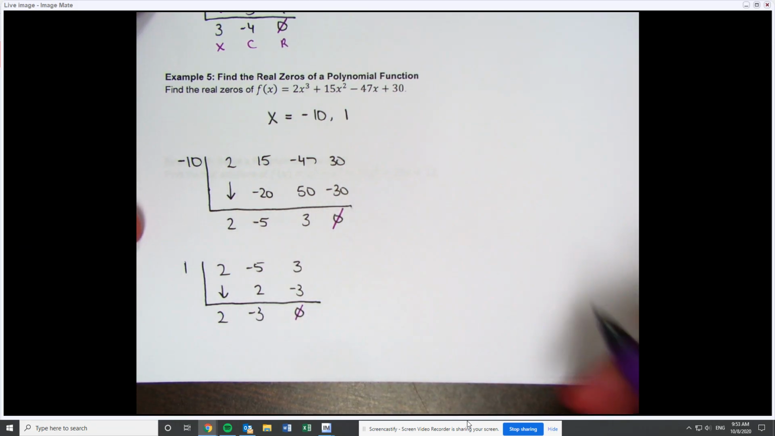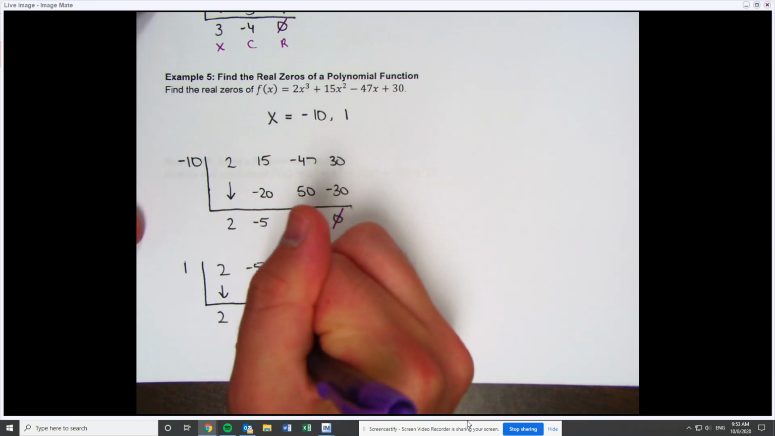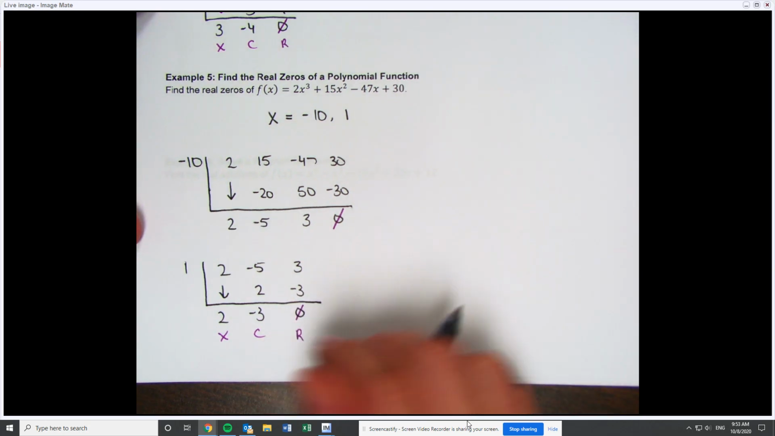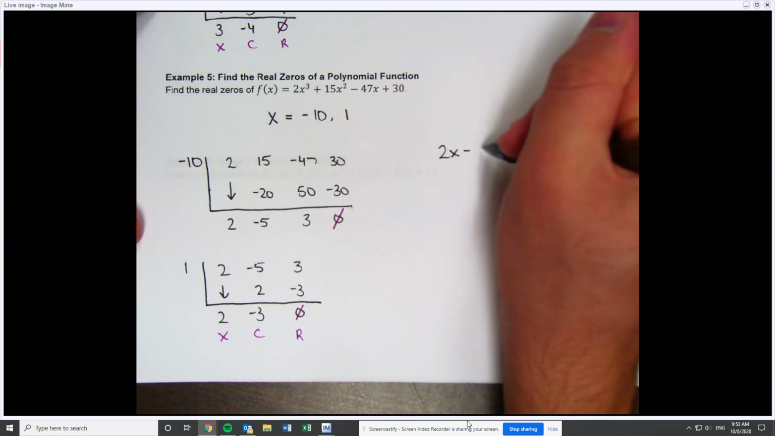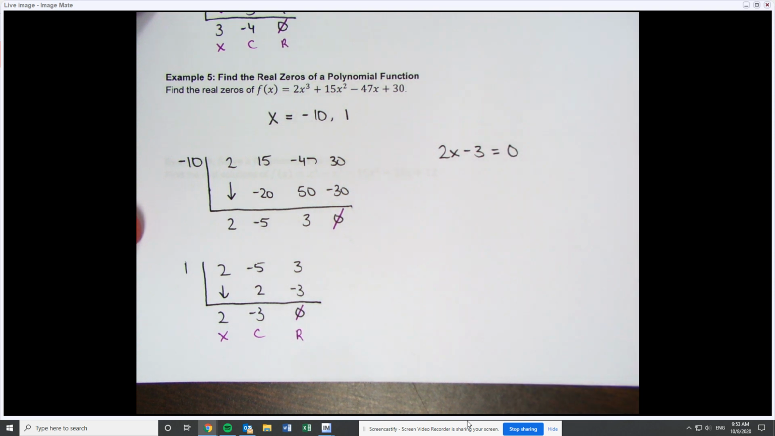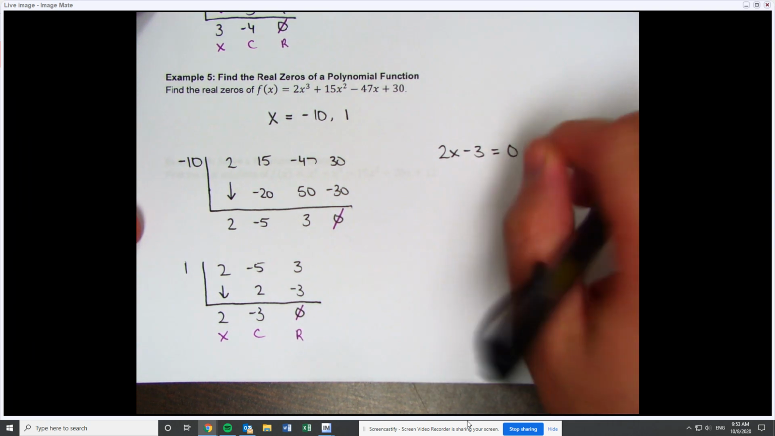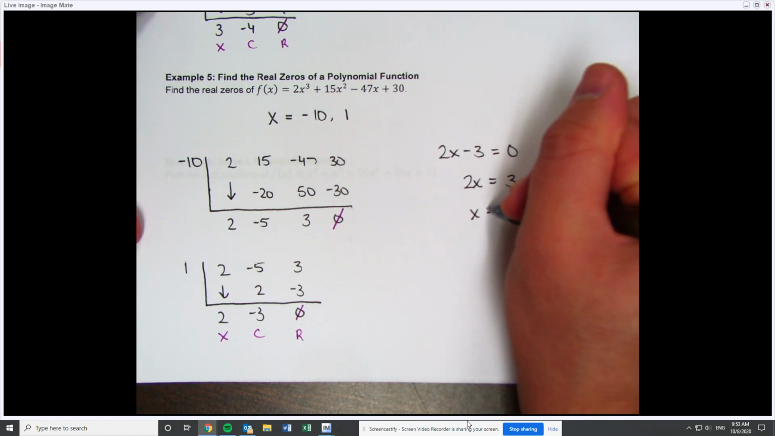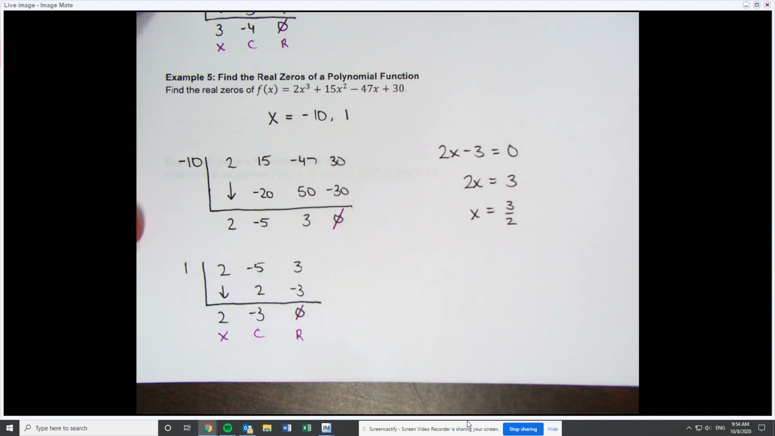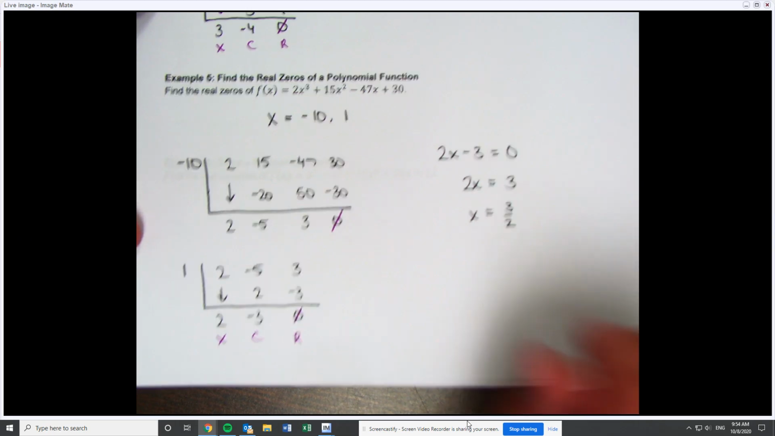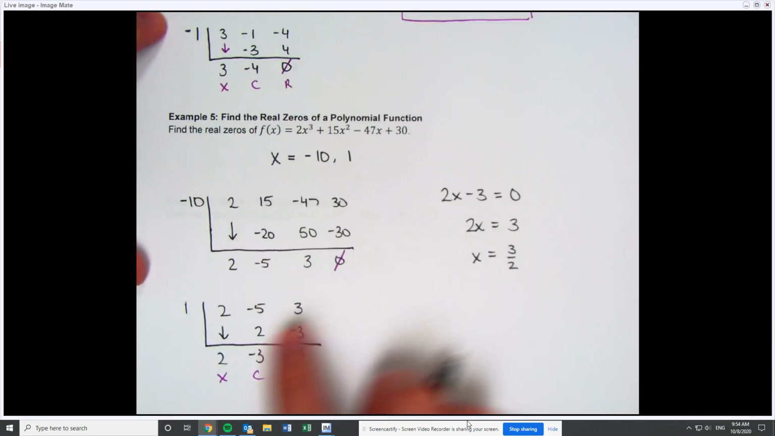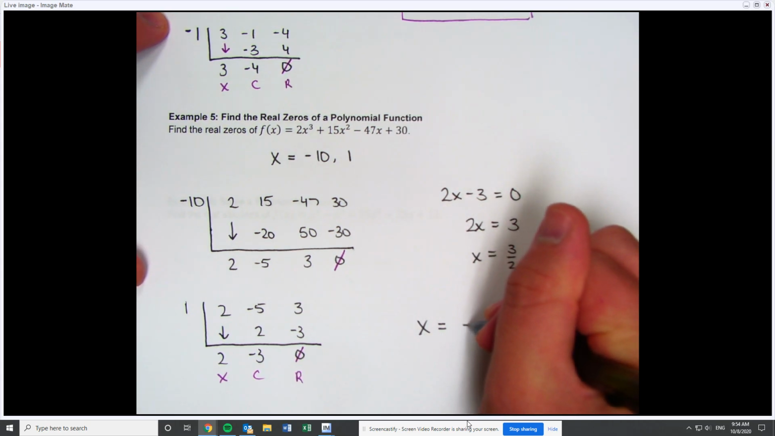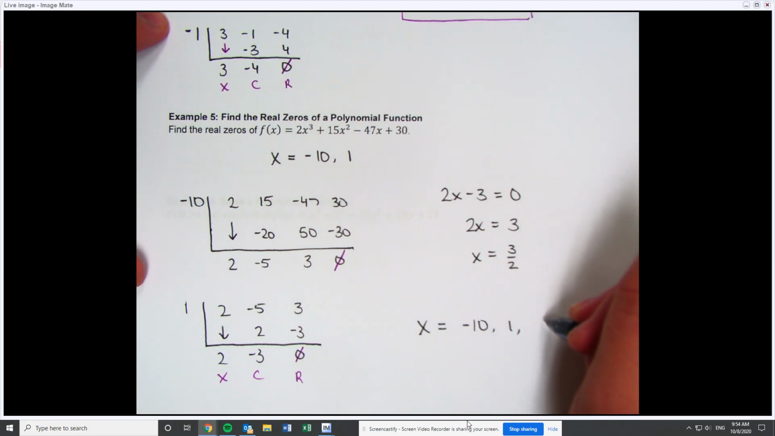Now I'm out of x values that I can use that I found. So instead of writing out all the factors, I'm just going to solve this one. That's 2x minus 3. And I want to find the 0 for that factor, so I'm going to set it equal to 0. Move the 3. Divide by the 2. And I get x equals 3 over 2. I skipped writing out the factors and just went straight to solving this remaining factor itself. So my final answer, all of my zeros, I have negative 10, 1, and 3 over 2.